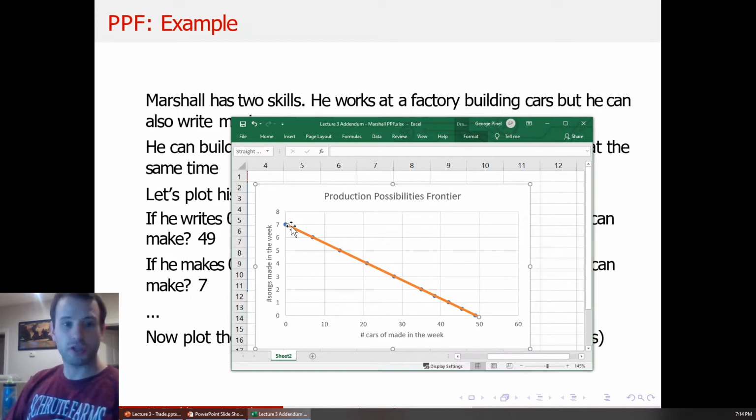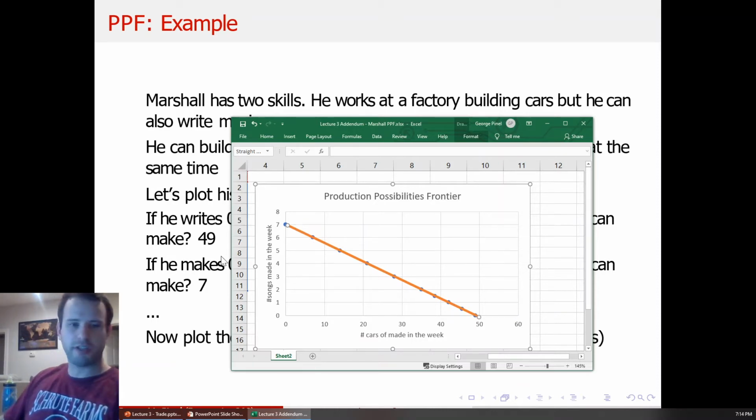He has to choose how to divide that week up. So if he only made songs that week, he can make 7 songs. If he only made cars that week, he can make 7 times 7, 49 cars. That's 7 cars per day for 7 days. And if he divided up the time, he can make anything in between. That's what this orange line represents. So this orange line we call the production possibilities frontier.